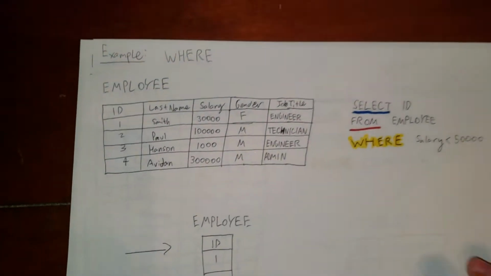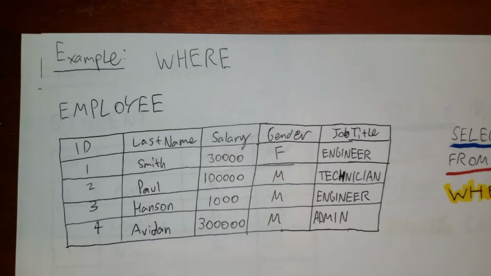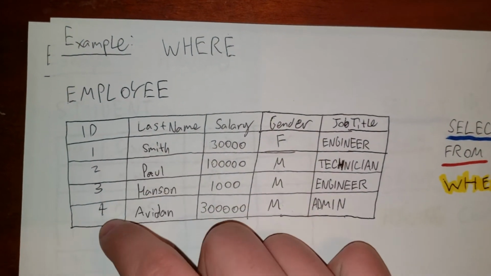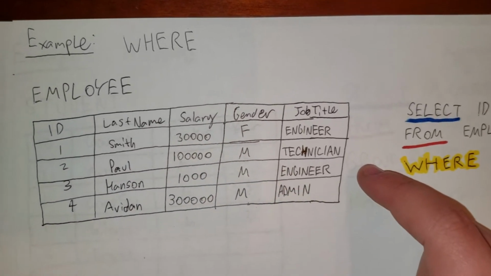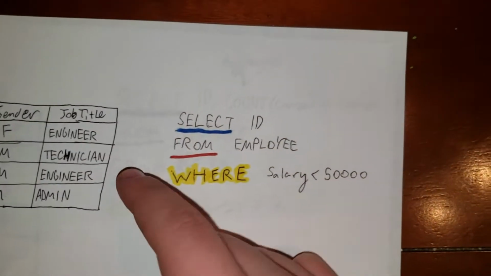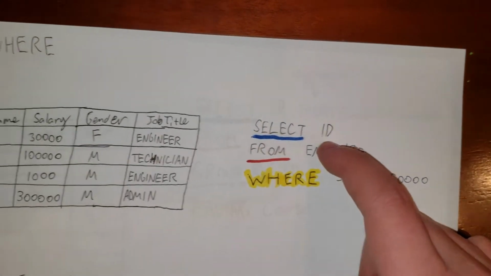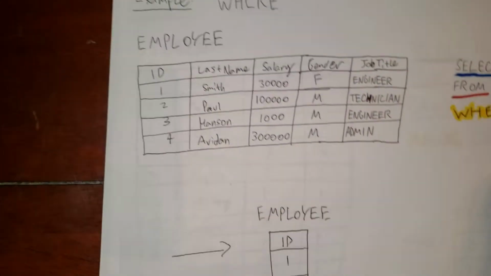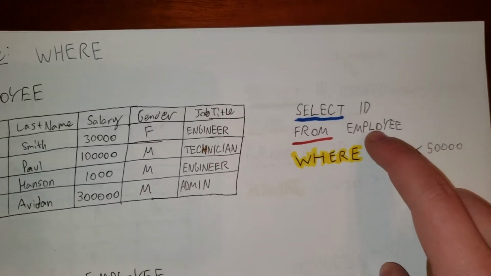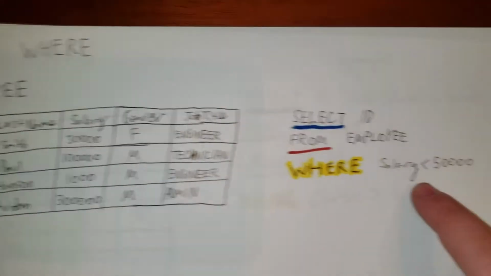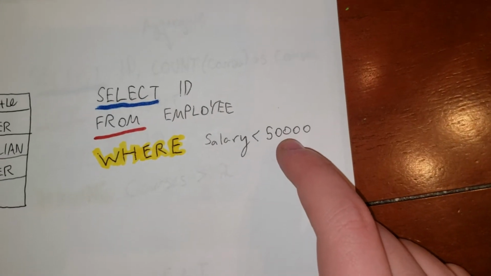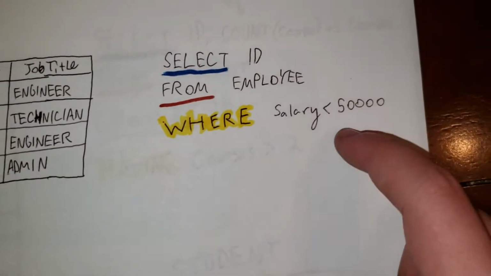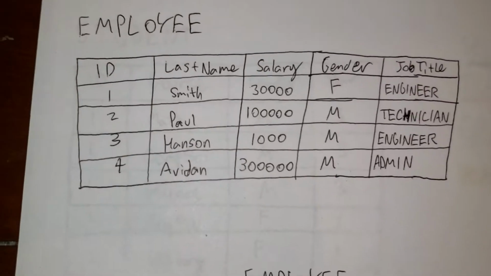So for where, let's say we have an example table called employee, where each employee has an ID, a last name, salary, gender, and job title. So for this table, let's say we want to select the ID from employees, that's the table, that have a salary of less than 50,000. So this is the where conditional statement, salary less than 50,000.